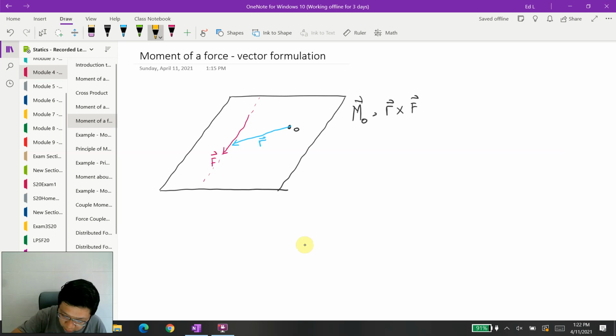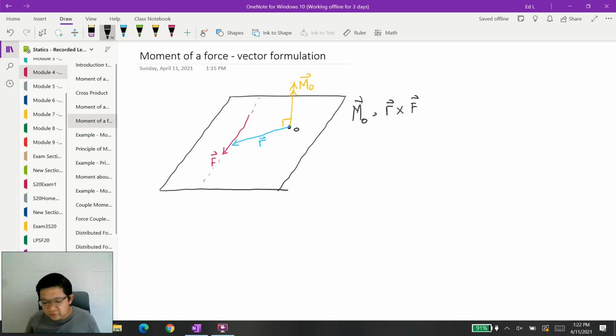In this case I'm going to denote the vector of the moment using two arrowheads right there. Please note that the moment vector right there is perpendicular to the plane where F and R are located.